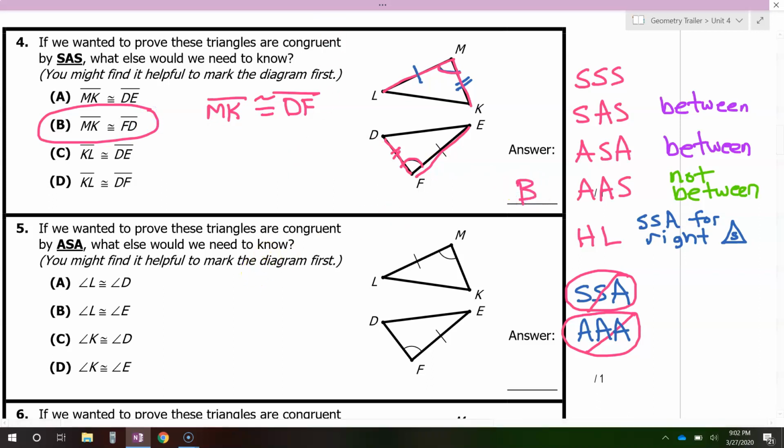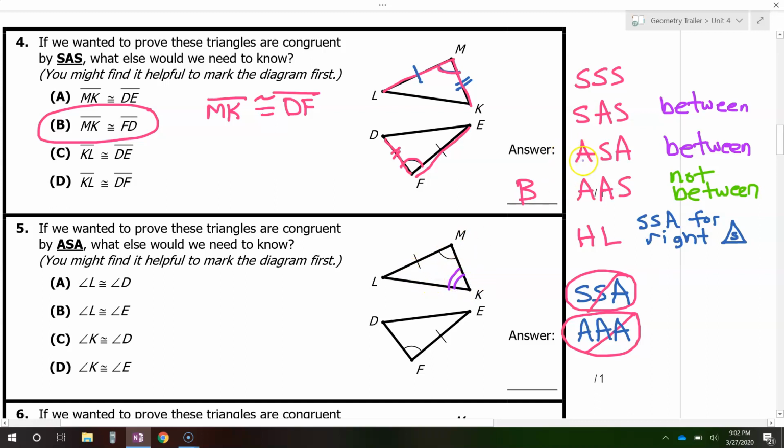Let's try the same idea on number 5. If we wanted to prove these triangles are congruent by angle, side, angle, what else would we need to know? Angle, side, angle is two angles and a side. Right now we have one angle and a side. So we need to choose one of the other angles and mark it congruent. I want angle, side, angle. Again, I'm going to pick the wrong answer first. Let's say I picked this to be the other angle. Now I have two angles and a side.